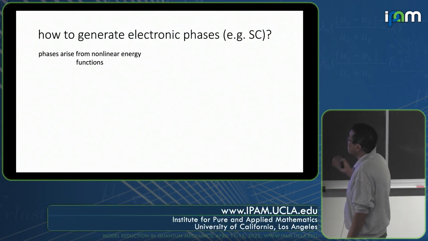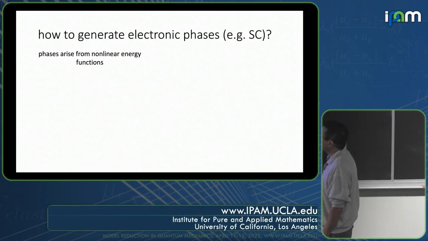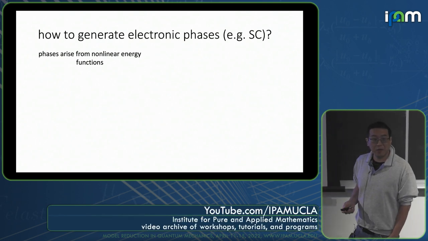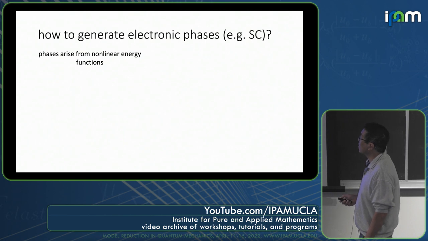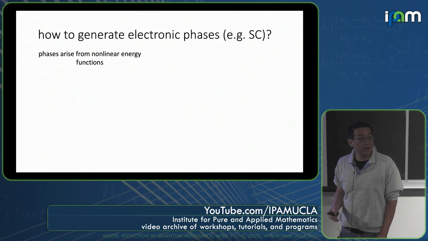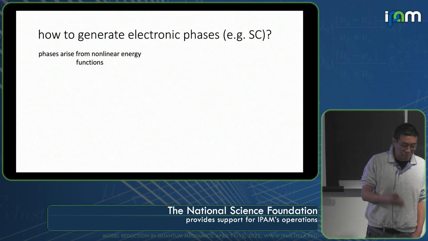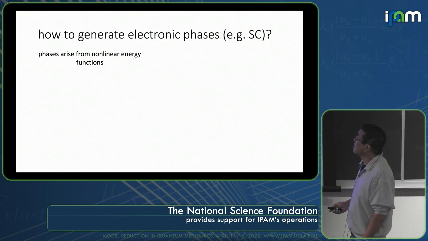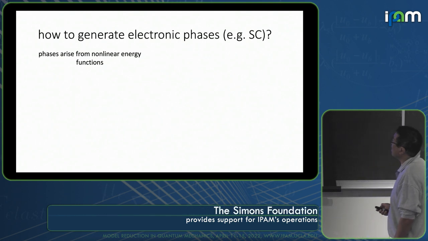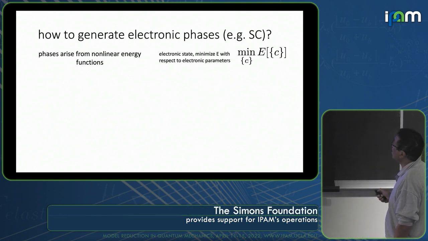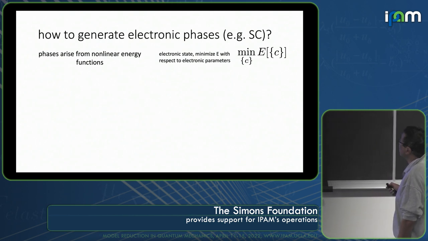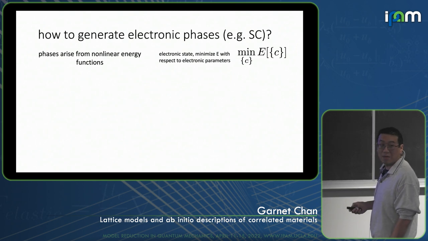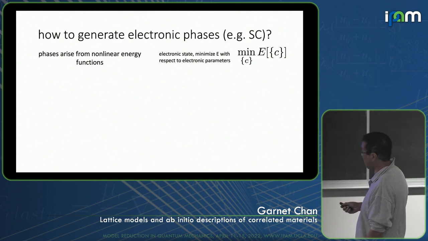So the simplest way to think about phases occurring is that they arise essentially from different minima in some nonlinear energy function. So if you take a traditional statistical mechanics theory of phases, you have your free energy function as a function of the order parameter. When you minimize it, you find these various minima, and those are the phases. Okay? So the same thing is true for electronic phases. And so you can imagine that you have some electronic state, and it depends on some parameters, and it has some nonlinear dependence, and when you minimize this, there may be multiple solutions, and those you might identify with phases.